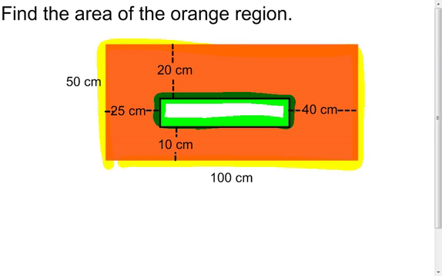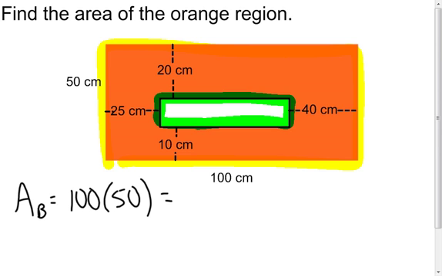So I look at this, and I'm going to start with the area of my orange rectangle, or the big rectangle, I should say. So I'm going to use black for that, area of the big rectangle. And I'm going to have to do base times height. Well, I see that the base of this is 100. The height is 50. So the area of the big rectangle is going to be 5,000 centimeters squared.